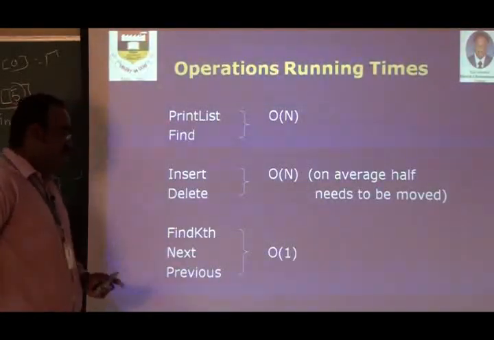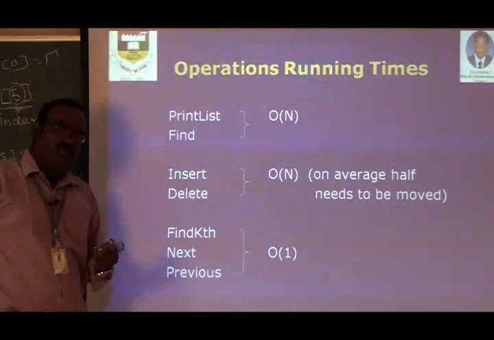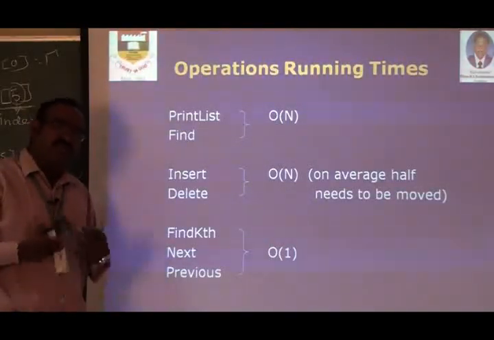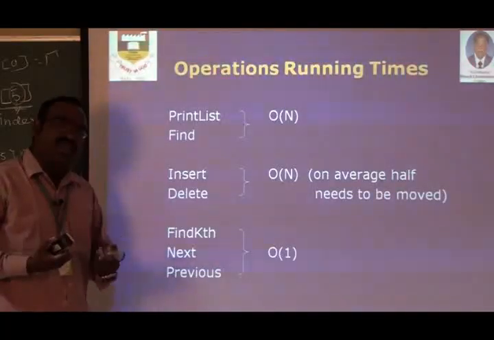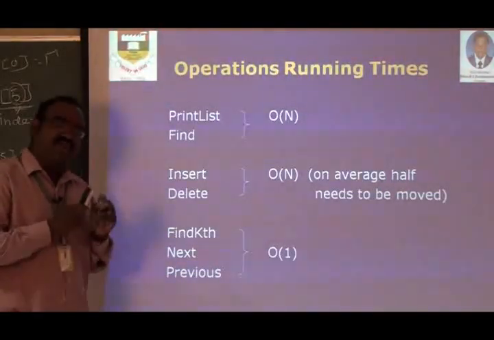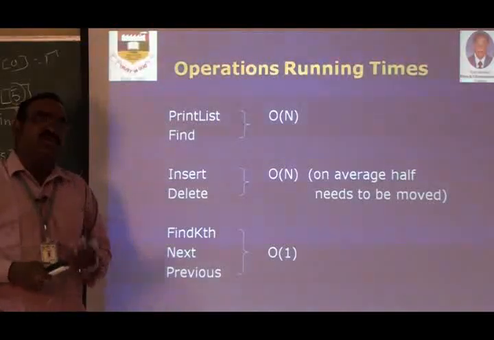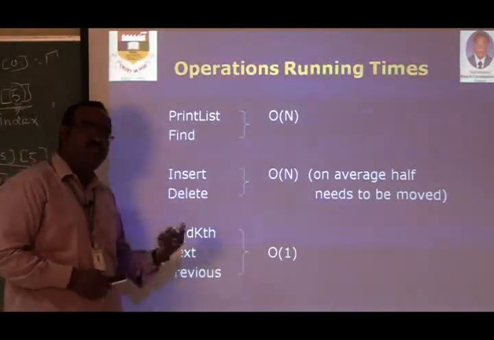But finding the kth position, next and previous are single operations. Finding the kth position, what happens? We can easily traverse to 3. We don't need to check any items in 1 and 2. To find the third position, we can go directly to the third. So a single constant time is needed to move to the third position.